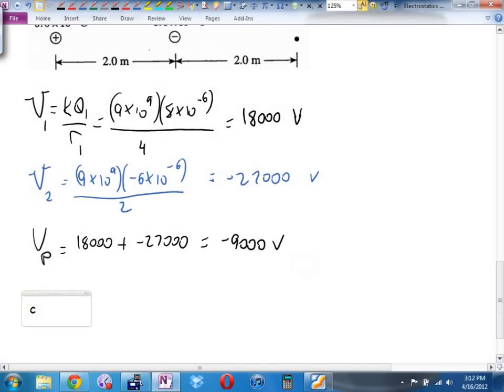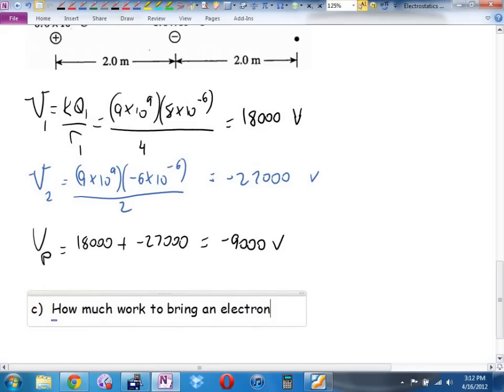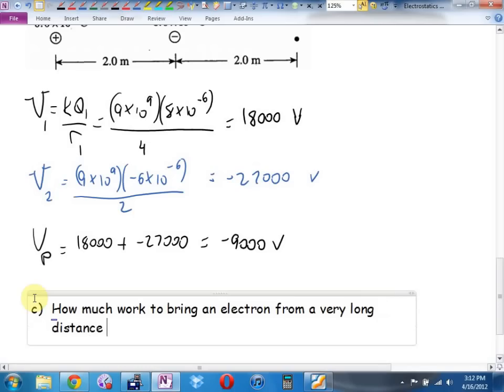Let's see how much work to bring an electron from a very long distance away to location P. I could ask you how much work it takes to bring something into location P.